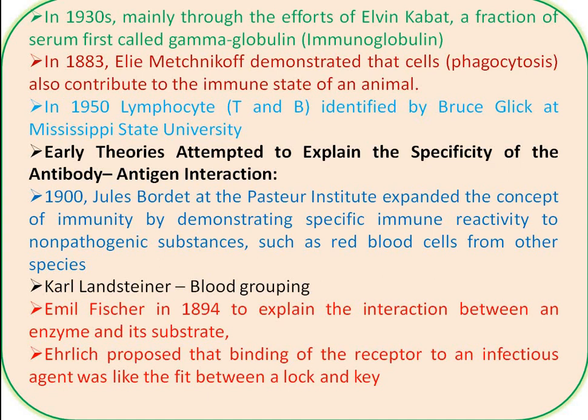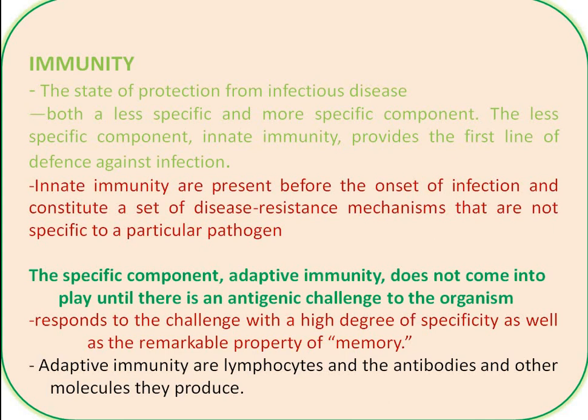So in the beginning of the 19th century, Karl Landsteiner also discovered the blood grouping antigens. Then Emil Fischer in 1894 explained the interaction between an enzyme and its substrate. Then Paul Ehrlich proposed that the binding of a receptor to an infectious agent was like the fit between a lock and key. Immunity, the state of protection from infectious disease, has both less specific and more specific components.